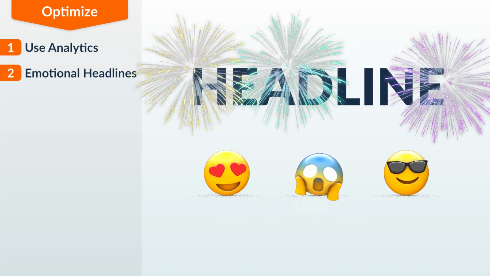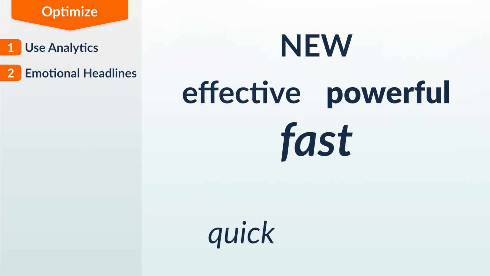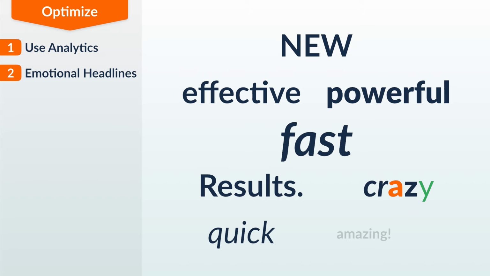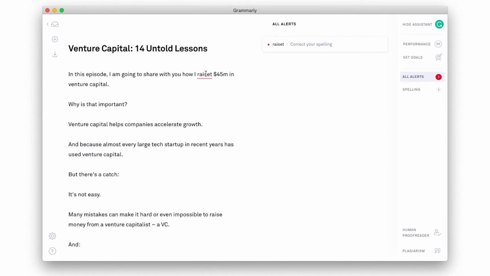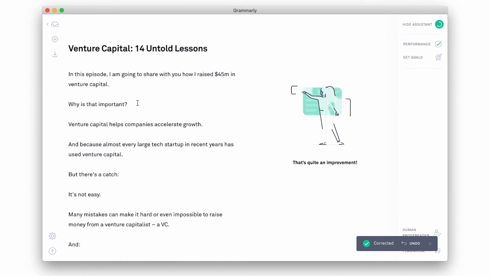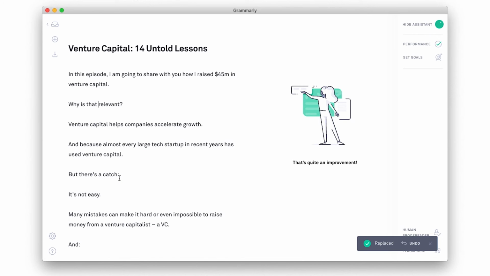Make your headlines emotional. It's no secret. Emotional, compelling headlines perform better. To write emotional headlines, use words like effective, fast, powerful, quick, new, results, crazy, or amazing. Next, use Grammarly to improve your wording. Grammarly is probably the best spell check tool on the market today. Besides proofreading your words and sentences, Grammarly helps you write a more vivid and more appealing narrative.